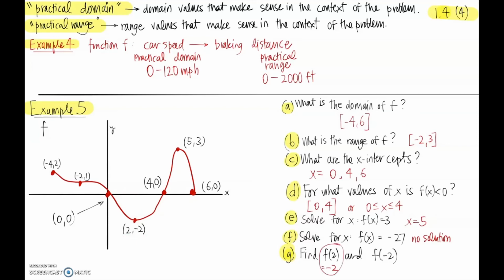And then the next question is, what is f of -2? We go to -2 on our input axis, and we see what the function is doing. What's the value of the function? It is 1. So f of -2 equals 1. Great. Okay, that's the end of that.